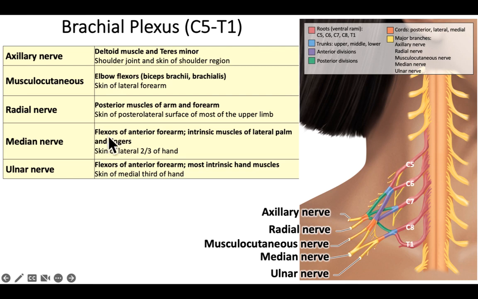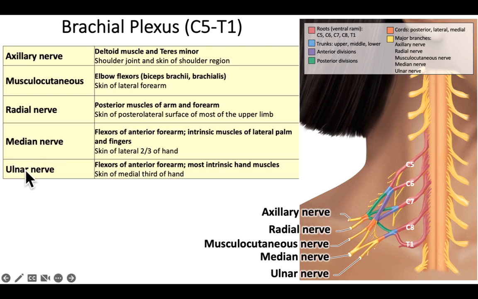Median nerve goes to flexors of the anterior forearm, so like your wrist flexors. Some of the intrinsic muscles of the lateral palm and fingers. So what we're looking at there is basically your thumb side of your hand. All right. Intrinsic muscles are muscles in your hands. All right. And then it's the skin of the lateral 2/3 of the hand. So if you look at that hand, lateral 2/3 would be your thumb, your index finger, and your middle finger.